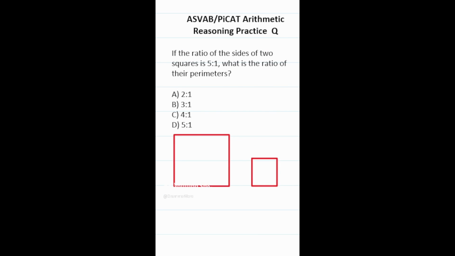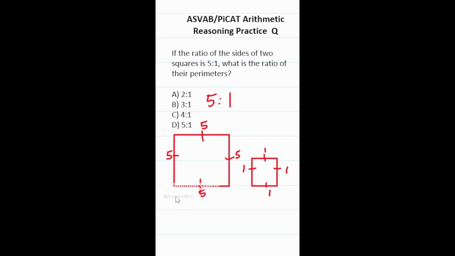This ASVAB PiCAT Arithmetic Reasoning practice test question says if the ratio of the sides of two squares is 5 to 1, what is the ratio of their perimeters? So again, we know that the ratio of their sides is 5 to 1. So that means that this side could be 5 and this side could be 1. Now let's talk about their perimeters. Well, as far as squares are concerned, we should know that in squares, all the sides are equal. In other words, if this side's 5, all these other sides are 5. Likewise, if this side's 1, all these other sides are 1.